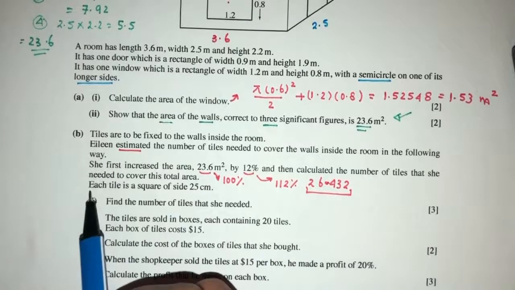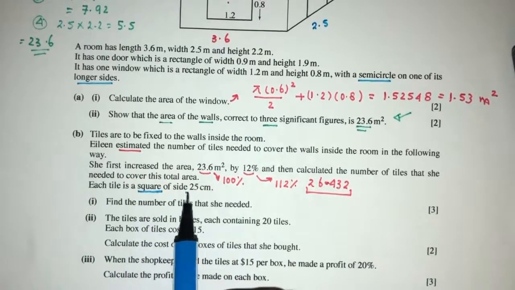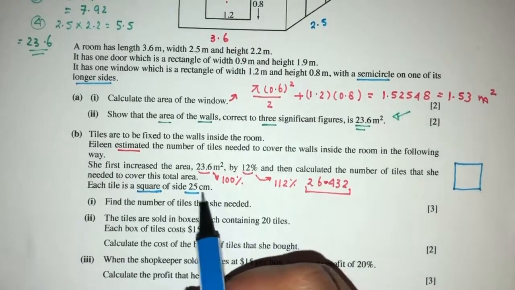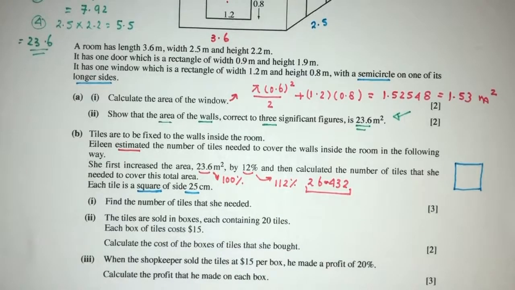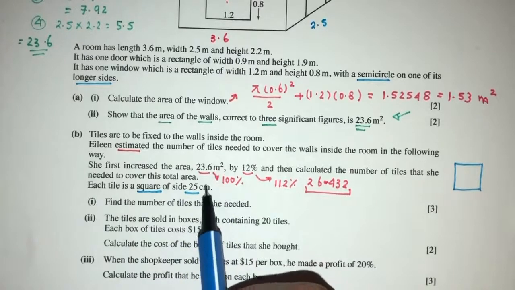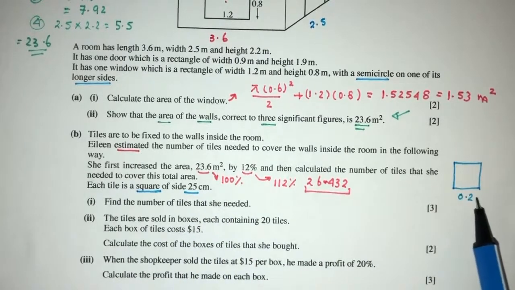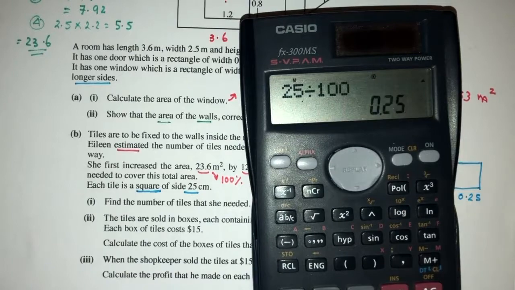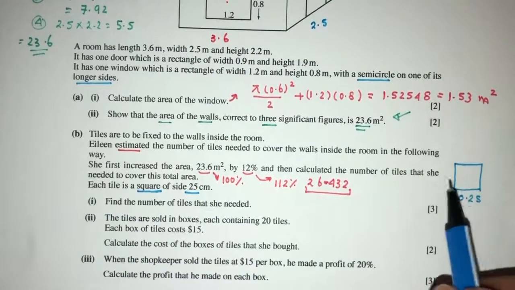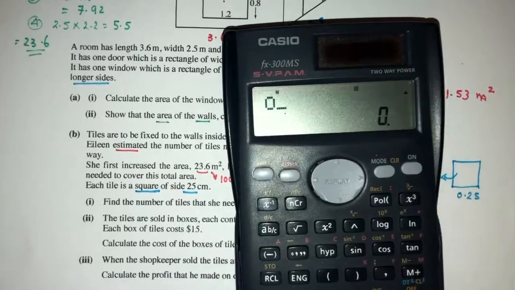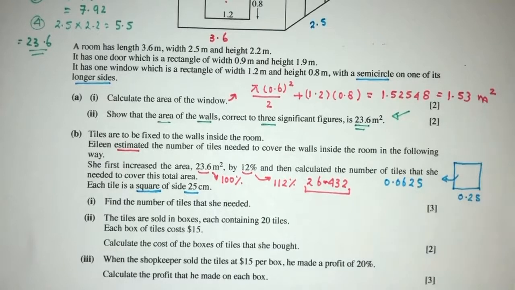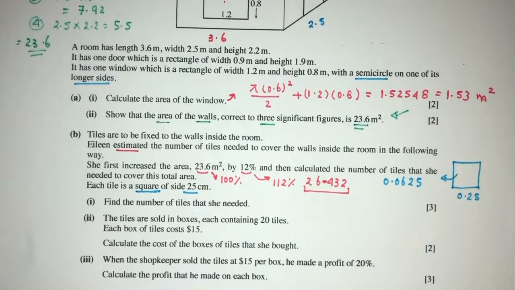Okay, now each tile is a square of side 25 centimeters. So again, we don't want to convert at the end. We can first convert this to meters. Because here we have meters, here we have centimeters, so that will be 0.25, because we understand that 1 meter is 100 centimeters, so that will be divided by 100. So what is the area of this one? That will be 0.25 squared, that will be 0.0625. Okay, that will be the area of one of the tiles.